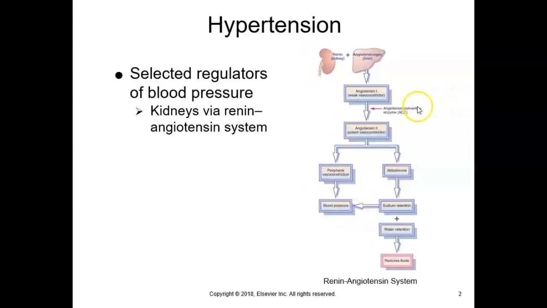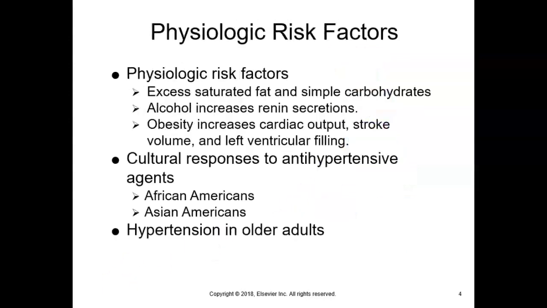We have medications like ACE inhibitors that interfere with this normal process to help keep blood pressure low. So again, if you're a little rusty on that system, please review it so that you can understand how these medications work to help lower blood pressure. Physiologic risk factors include a diet high in saturated fat and simple carbs, alcohol, and obesity. Normal weight loss can decrease hypertension, as can mild to moderate sodium restrictions.